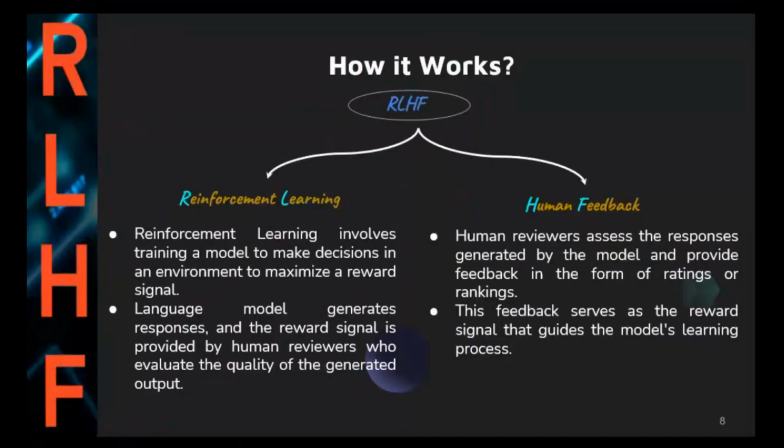Let's see how RLHF gets its work done. Here reinforcement learning is involved, which is basically training a model to make smart choices in an environment to earn reward. In this case, the language model generates some kind of responses, and on the other hand, human reviewers give a thumbs up or thumbs down.